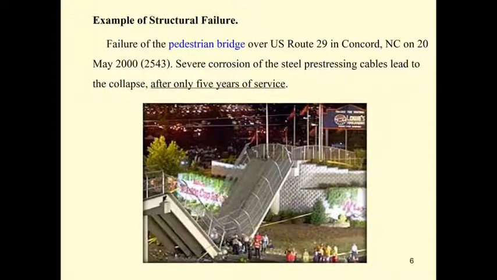This pedestrian bridge in the United States of America in North Carolina also collapsed in the year 2000. The cause of this collapse is due to inappropriate maintenance of the steel pre-stressing cable, and then it gets some corrosion, and then it collapsed 5 years after in the service.